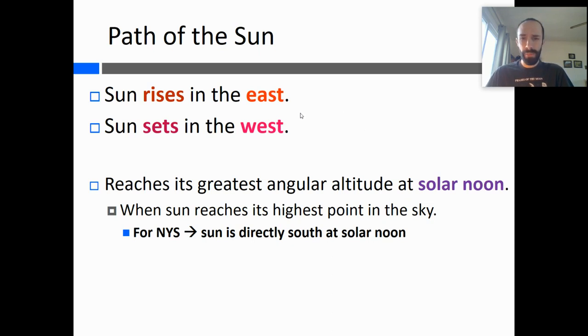Okay, now solar noon might not be perfectly noon, but that's when the sun gets to its highest point in the sky. It kind of depends upon where you are in the time zone as well, but it always reaches the highest angle at solar noon. Okay, now for us in New York State, the sun is always going to be in the south at solar noon, which we just saw in the simulator.